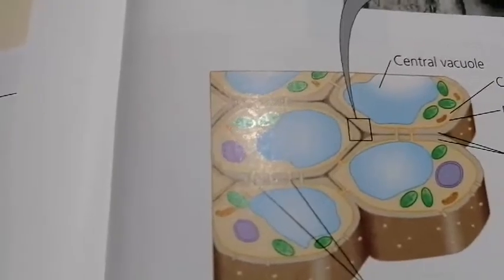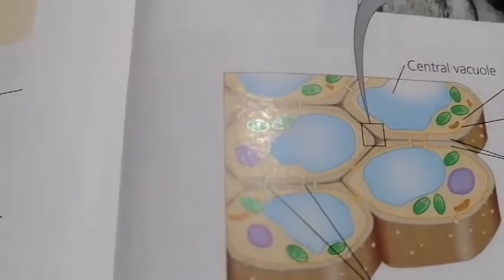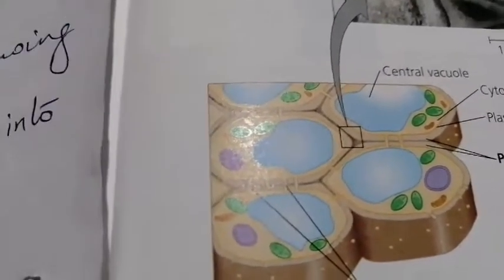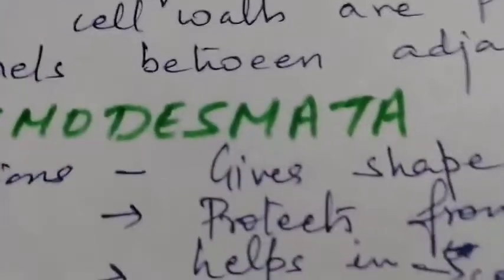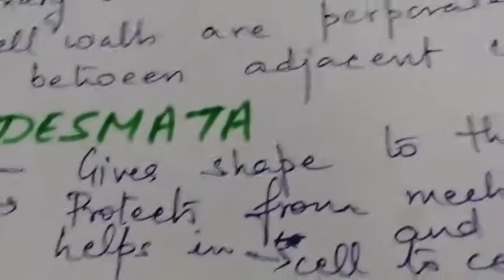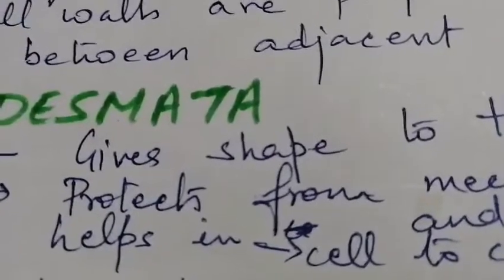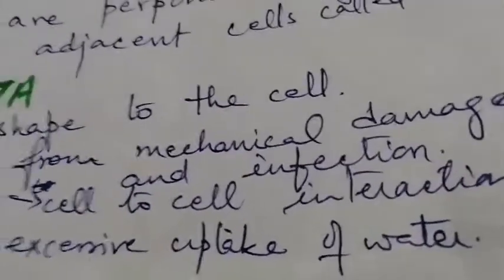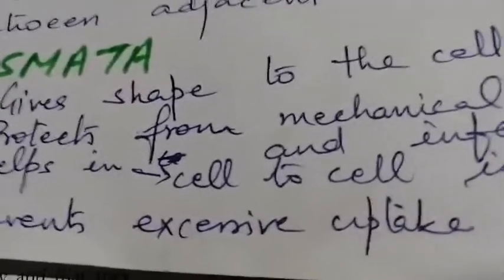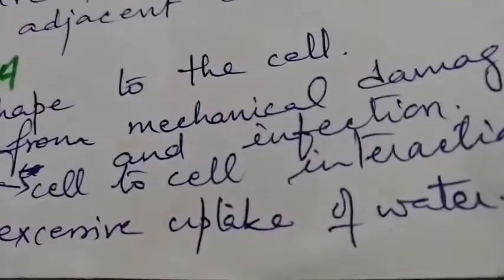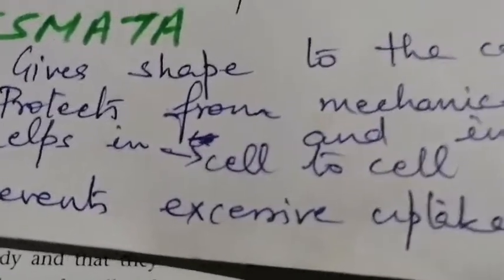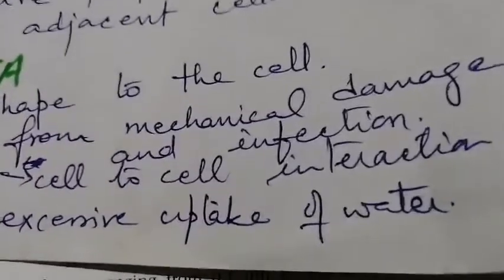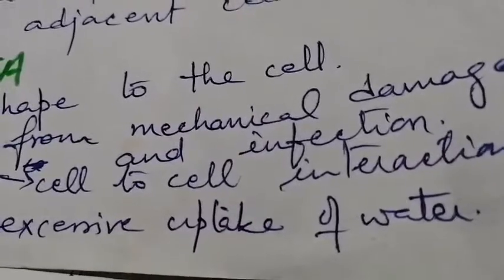Okay, fine. Now let's look at the functions. What are the functions of your cell wall? They give shape to the cell, protect the cell from mechanical damage and infection, help cell to cell interaction, as I said, through plasmodesmata, and it also prevents excessive uptake of water.